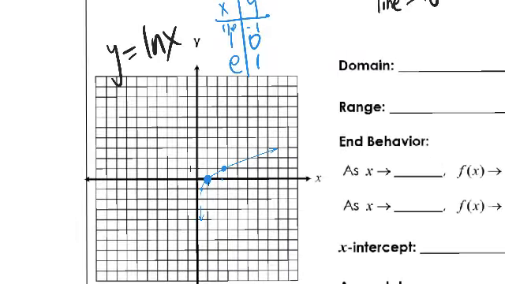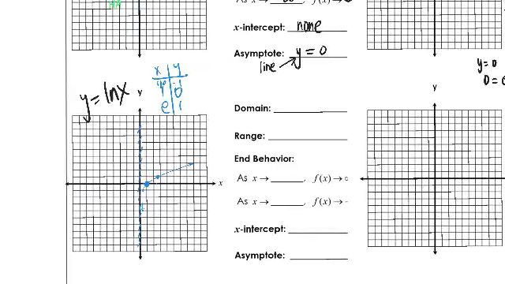And then you just connect these, and you know that the ln graph is going to have a vertical asymptote. The vertical asymptote is going to be right here along the y-axis, okay? So here our domain is going to be 0 to infinity, because the argument, the x value of the log function, has to be positive. The range is going to be negative infinity to infinity, and behavior: as x goes to infinity, y goes to infinity.